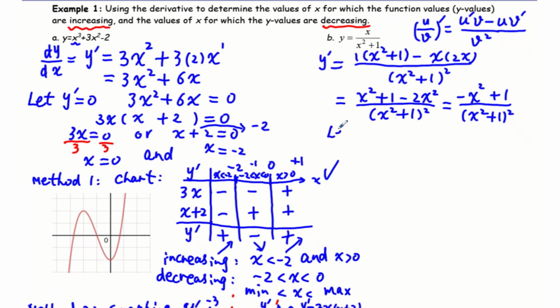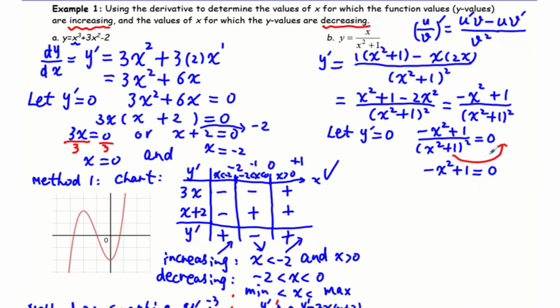Then we want to solve for y prime equals 0. So negative x squared plus 1, all over (x squared plus 1) squared, equals 0. We don't want to see the denominator, so we multiply it to the other side. 0 times anything gives you 0, so we only have negative x squared plus 1. Then we could move the negative x squared to the other side. Square root both sides. Always remember when you square root something, you have positive and negative.